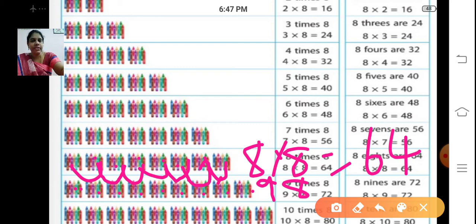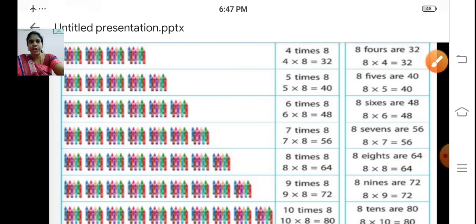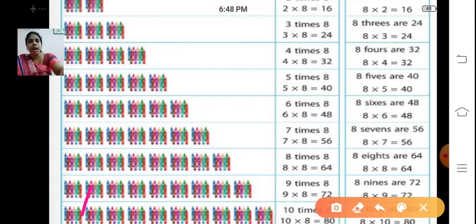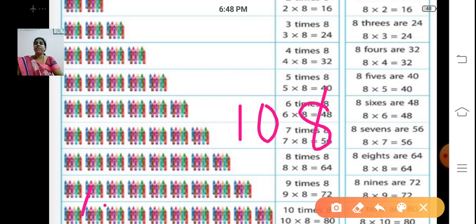Already we know till here we have 64. 64 plus 8, 72. 64, 65, 66, 67, 68, 69, 70, 71, 72. So 8 nines are 72. With this 72, we are going to add 8 more. So how many groups? Last we have 10 groups. Each group we have 8. So 8 we are going to add 10 times, right? So 8 tens are 80. Add all together, you will get 80.